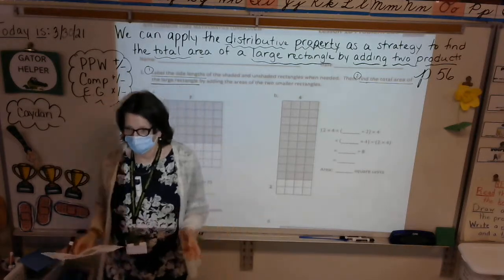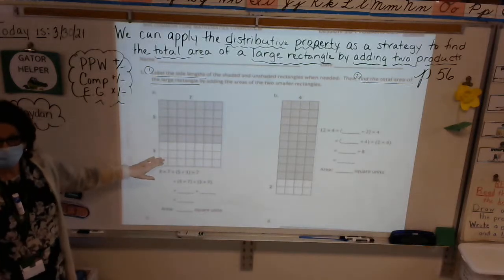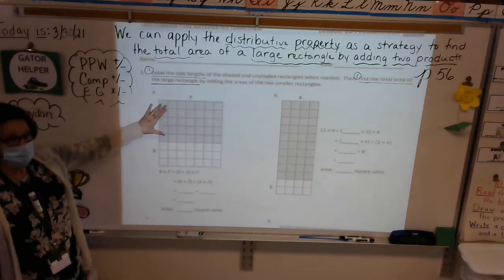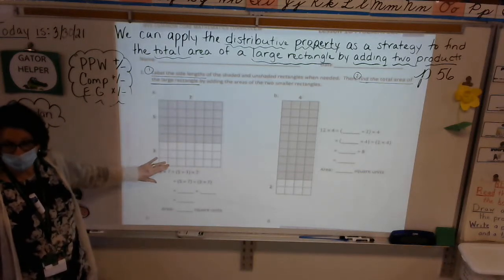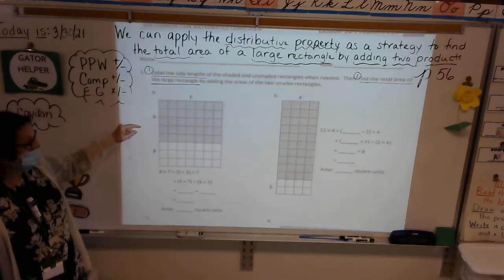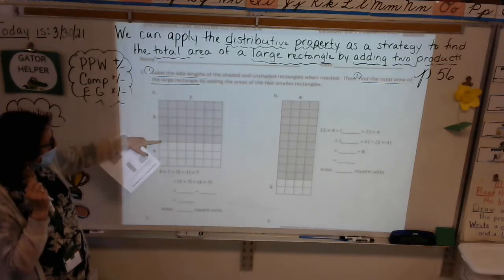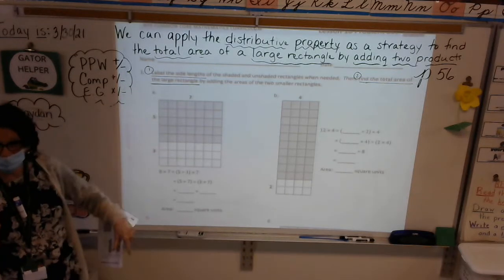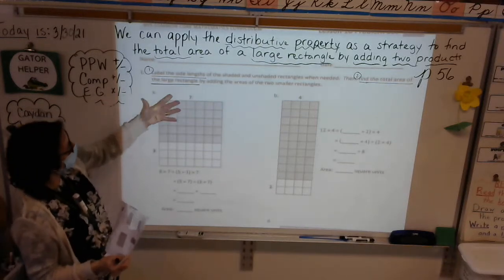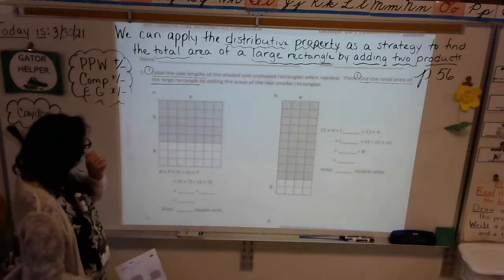How are we going to do that? By adding the area of two smaller ones. Okay? So if we look at this, what do we have? We have a rectangle, and what do we notice? It is decomposed into a shaded part and an unshaded part. If I look at the big rectangle and I count the sides, then I would count 1, 2, 3, 4, 5, 6, 7, 8. How long is that side of the big rectangle? It is 8 units, okay? And we don't know what units we're using. They didn't tell us, so we're just going to call them units, all right?